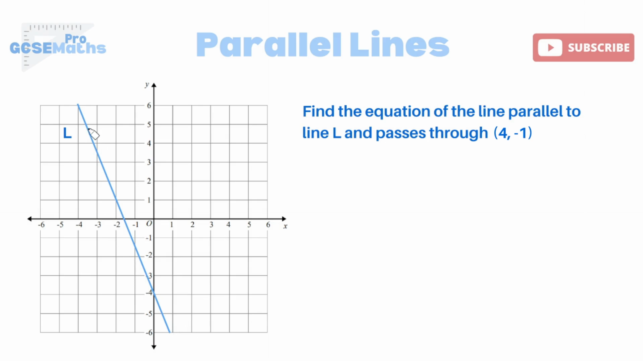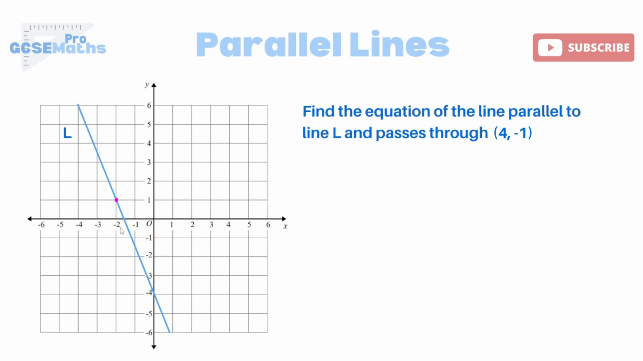Because we know that the gradient of line L and the gradient of the line that I'm trying to find out is the same. So all I need to do is use this grid to work out the gradient. Now again, if you have seen the other video on finding the gradient of a straight line, you will know that there's a few different ways to do this. The way that I might do it is just choosing 2 solid coordinates.